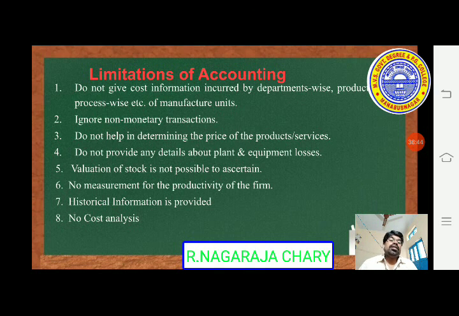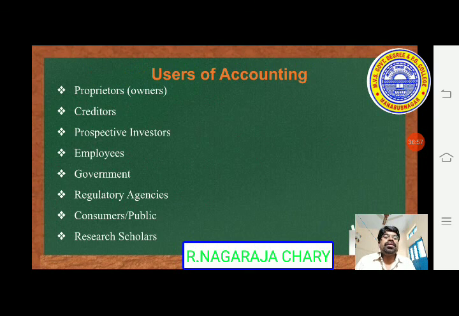So that is a drawback of accounting. So these are the limitations. Right, next we will see the users of accounting.